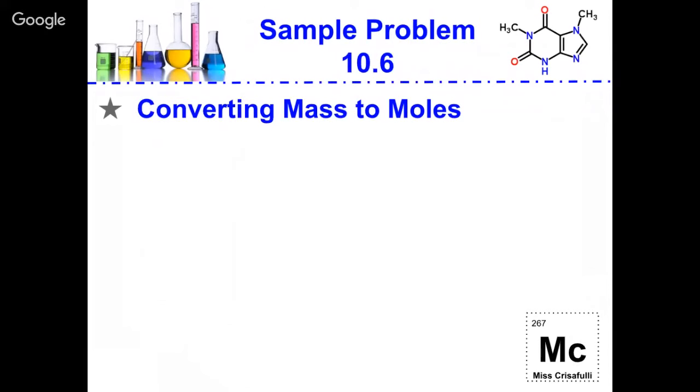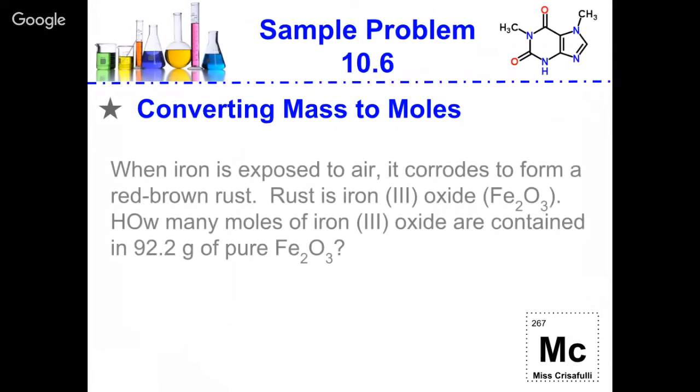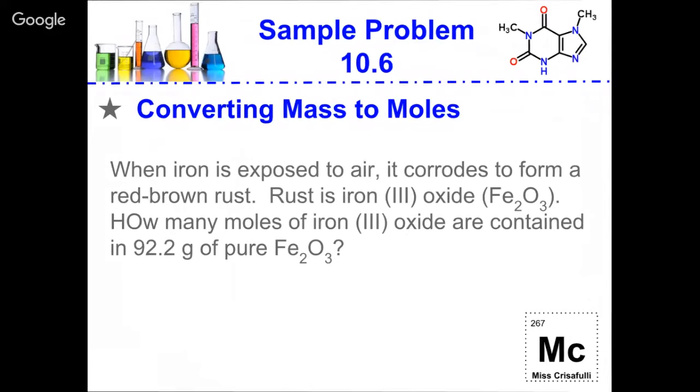Now let's go in the reverse. Let's go from mass to moles. When iron is exposed to air, it corrodes to form a brown rust color. Rust is iron(III) oxide. How many moles of iron(III) oxide are contained in 92.2 grams of pure iron(III) oxide?